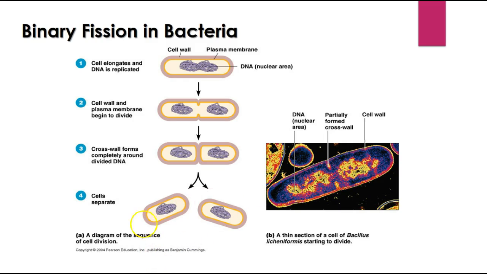Here's how binary fission works. We've got our DNA that gets replicated there. Notice that each of the chromosomes in the nucleoid region are attached to the cell wall. As the cell grows, the cell membrane pulls those two apart, and then the cell wall and plasma membrane start to divide, forming cross walls in between the two cells, and then eventually the cells can separate. And this kind of shows you in diagrams, and then here's a micrograph showing you one that is starting to divide there, the partially formed cross wall between the two nuclear areas containing DNA.